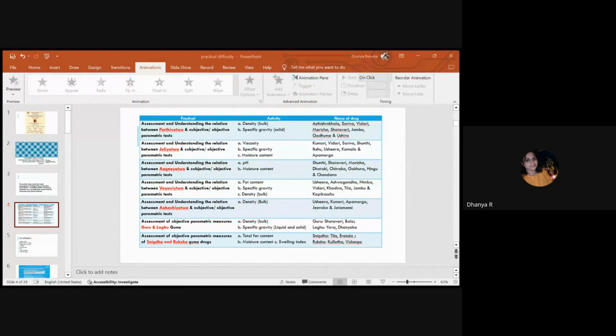Guru Laghu Guna can be assessed by bulk density and specific gravity, both liquid and solid. And Snigdha and Ruksha Guna can be assessed by total fat content, moisture content, and swelling index. So for all these activities, NCISM has given a set of drugs which we can use for conducting all these practicals. And as per NCISM guidelines, the quada or fanda of these drugs and the powder of these drugs can be used for conducting the practicals.